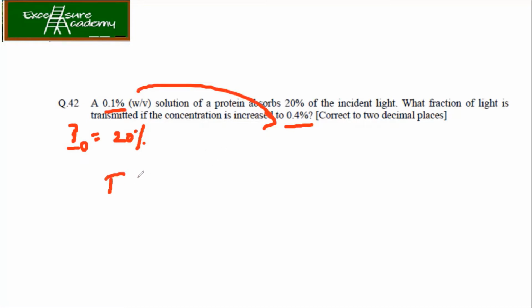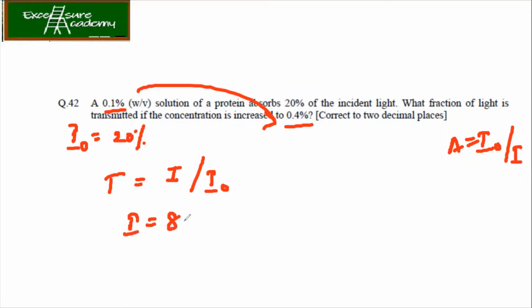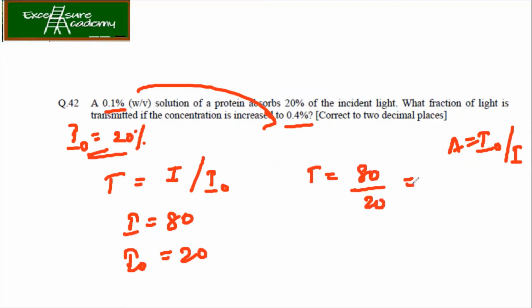Now, we know that transmittance is equal to the ratio of the intensity of the transmitted light to the incident light. If it was absorbance, then it is incident light upon transmitted light, right? So here transmittance is going to be the opposite. It is the intensity of the transmitted light, I, to the intensity of the incident light, I0. This is your transmittance. It is given that I is 80 and I0 is 20. So T is equal to 80 by 20. How much are you going to get? You're going to get 4. I hope this is clear.